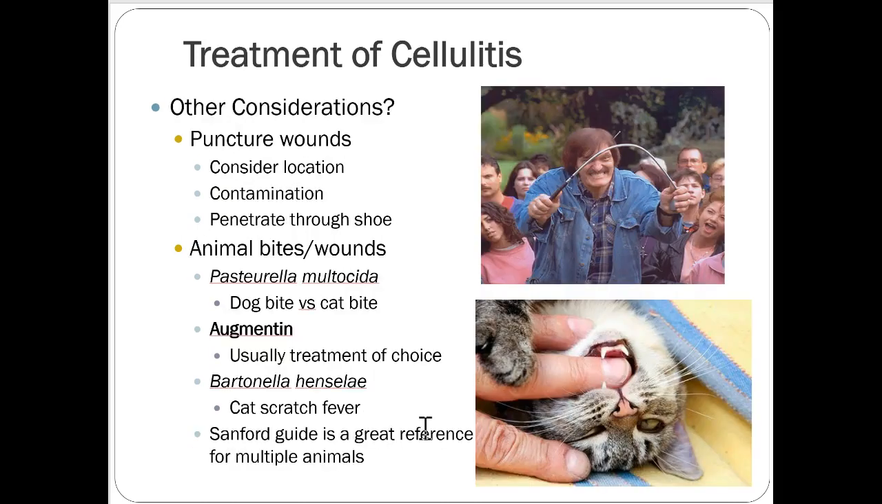Some other considerations to think about with skin and soft tissue: puncture wounds, anything that's penetrated through a shoe or been contaminated could possibly have all kinds of stuff on it. If you step on a nail and it goes through your shoe, you're looking at a whole variety of possible microbes that could be in that particular infection. So you could maybe expand the coverage to include something like Cipro, which would cover Pseudomonas.